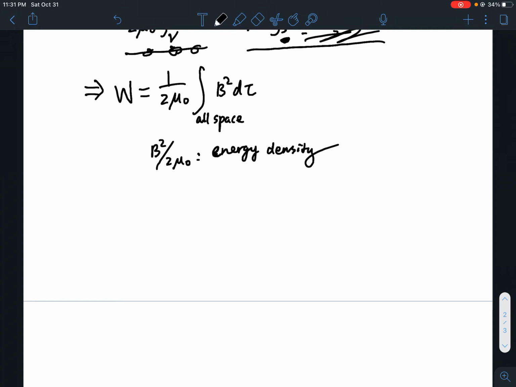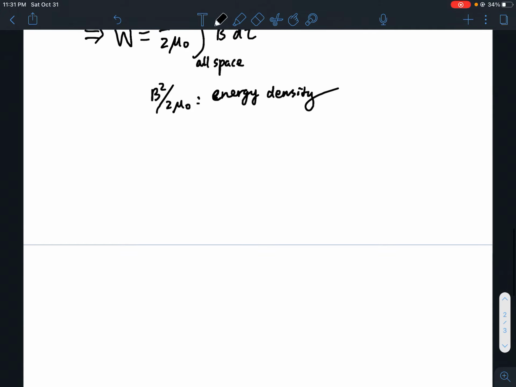So that is what we had before. That is the reason why there is work that we needed to do in order to set up the magnetic field.